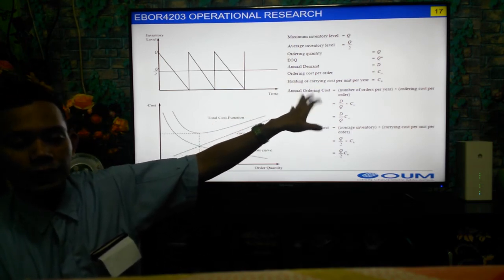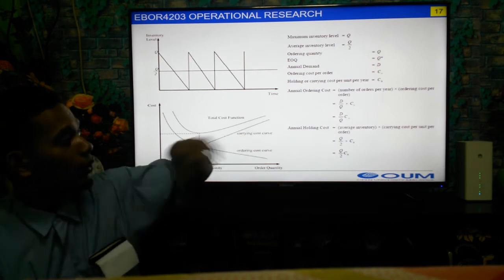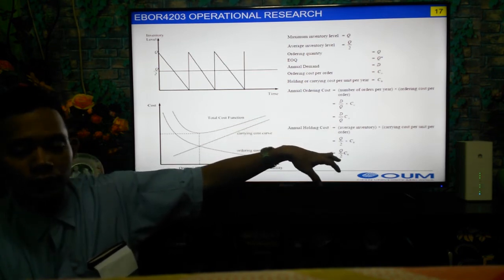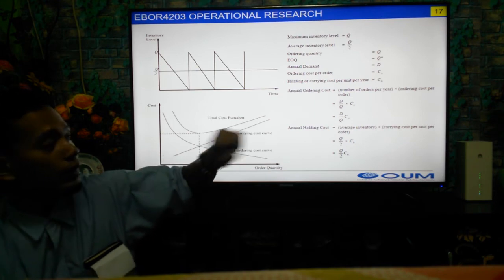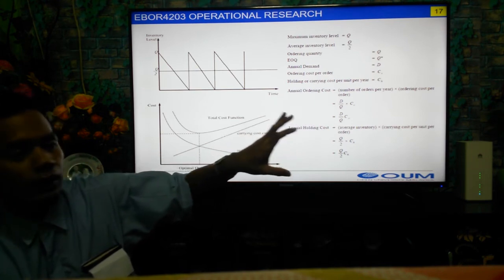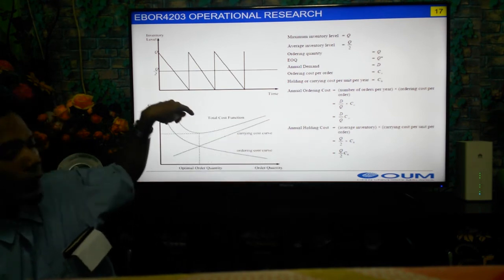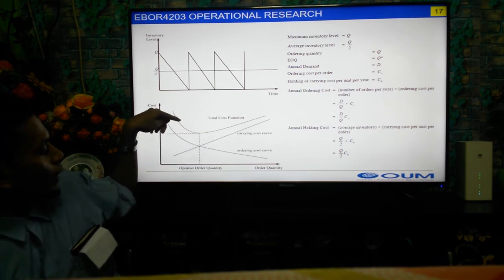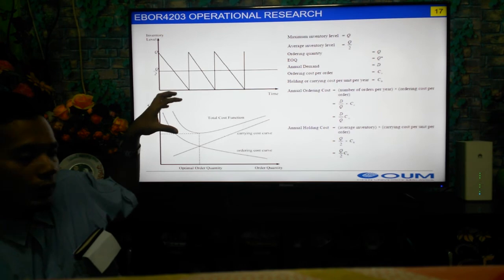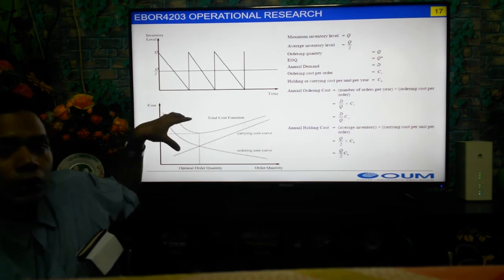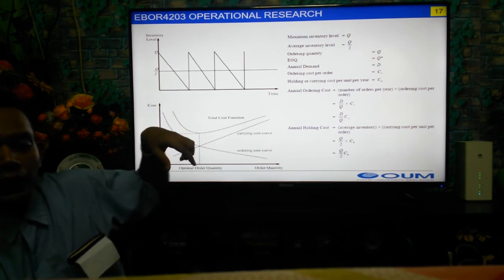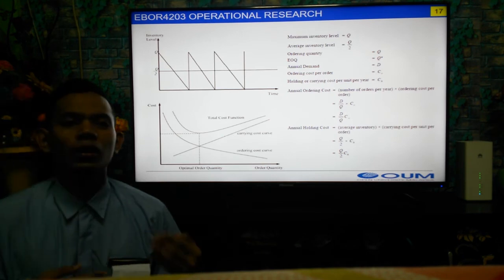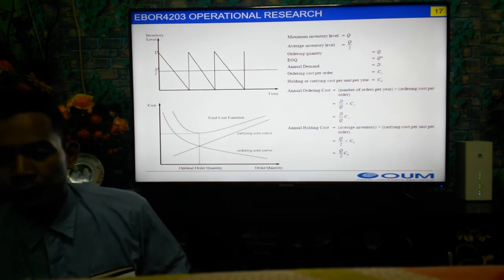Okay, this is the equation of EOQ, to find the holding cost and ordering cost. After we calculate everything, we will get this graph. This graph is the EOQ, the optimal order quantity. This is the optimal order quantity to reduce inventory cost, including all holding and ordering cost.